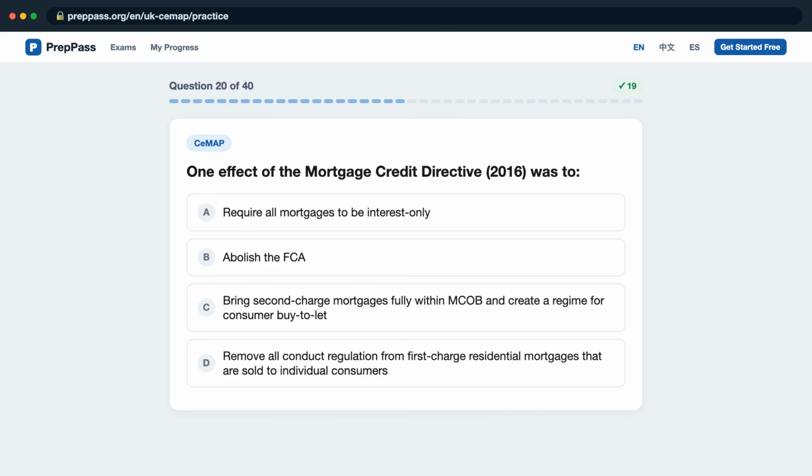Question 20. One effect of the Mortgage Credit Directive, 2016, was to, is it A, require all mortgages to be interest-only? B, abolish the FCA? C, bring second-charge mortgages fully within MCOB and create a regime for consumer buy-to-let? D, remove all conduct regulation from first-charge residential mortgages that are sold to individual consumers?